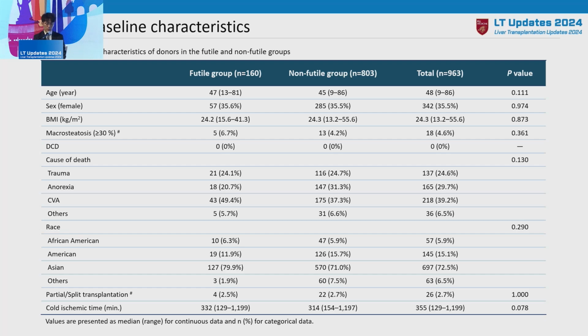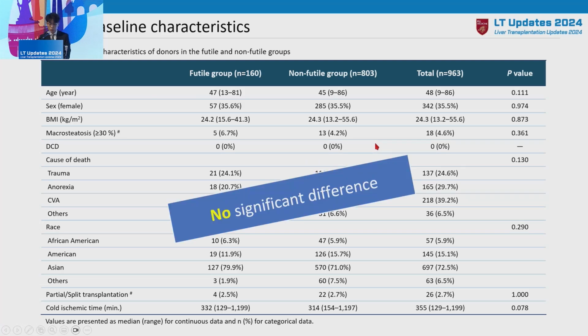This table shows the baseline characteristics of donors between the 2 groups. The proportion of grafts with macrosteatosis exceeding 30% was comparable between the futile and non-futile groups. Otherwise, no significant differences were observed in all parameters regarding donor characteristics.